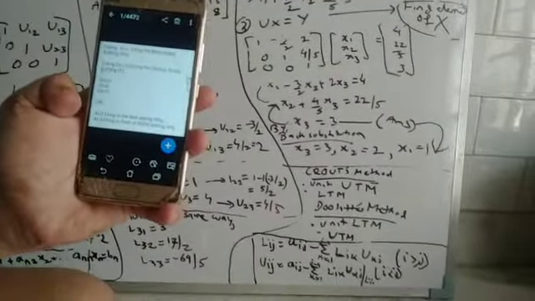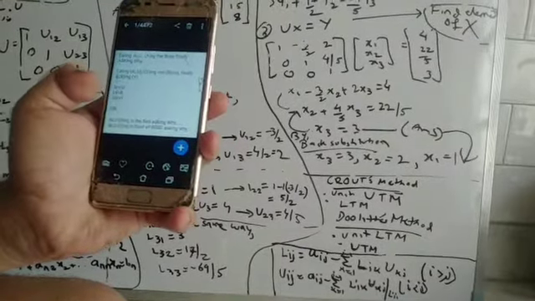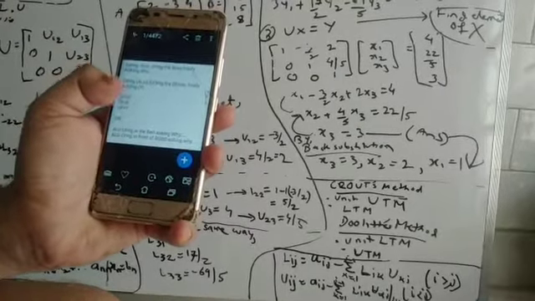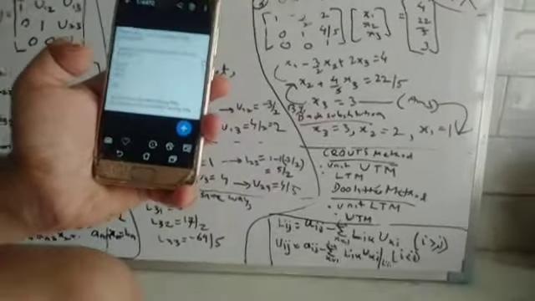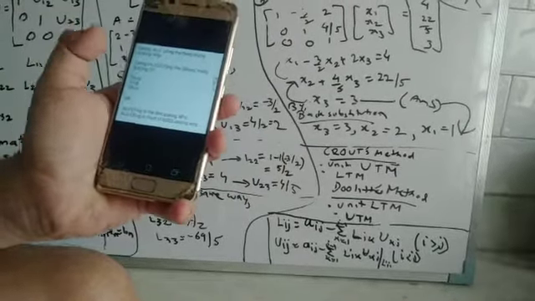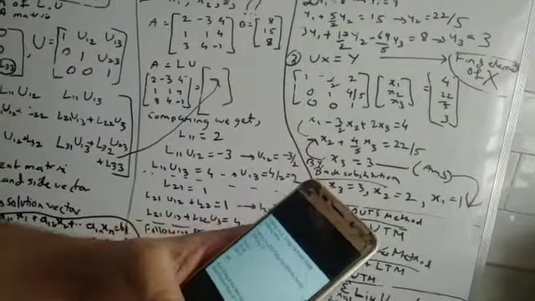Or you can remember this one also: ALU, lying in front of boss. ALU, Ly, in front of B. The Ly is in front of B, right? In front of B, asking why: Ux equals Y. So this is a small trick for you, and in this way you can remember this. This is a direct method of solving linear systems of algebraic equations.